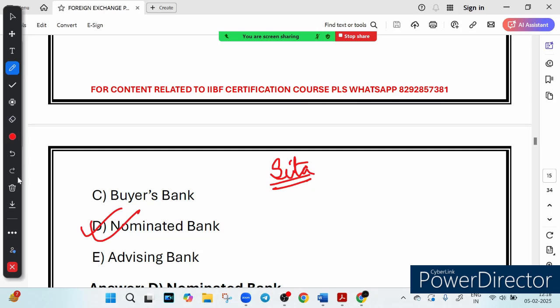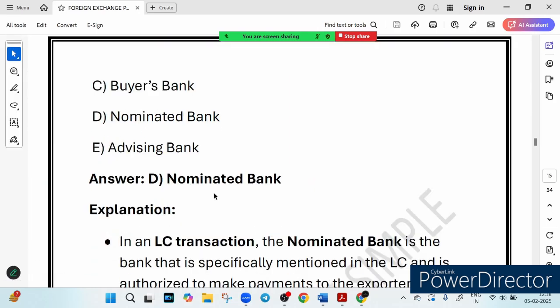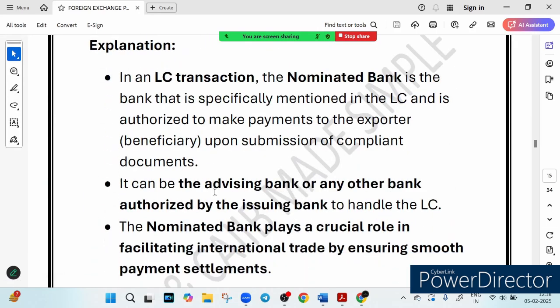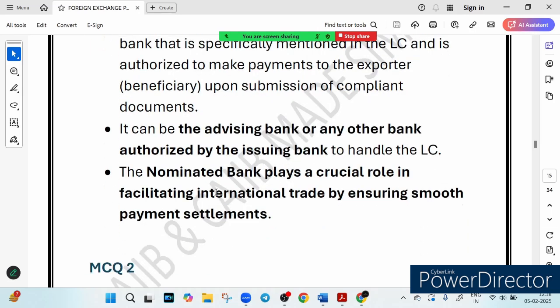So what we learned from this particular question, let us summarize the facts, because each and every bank is super important, right? What we learned is that the nominated bank is the bank responsible for making the credit available to the beneficiary. The bank may be the advising bank or another authorized bank as specified in the LC. While other banks like the buyer bank, confirming bank and advising bank play important roles, the nominated bank is the one that ensures payment is made to the beneficiary. This is the point we learned.